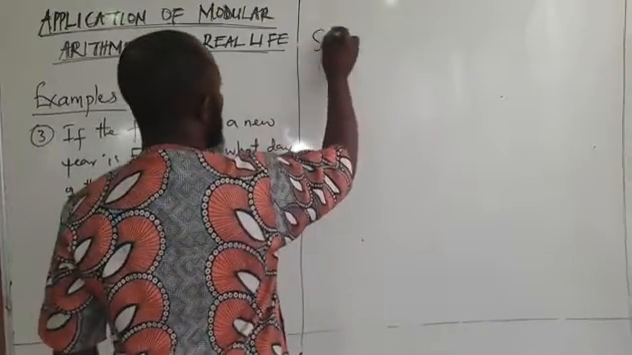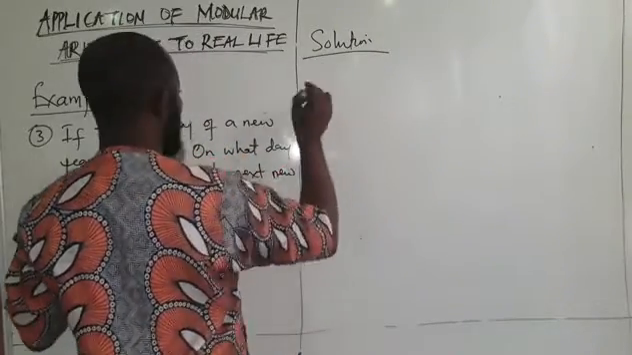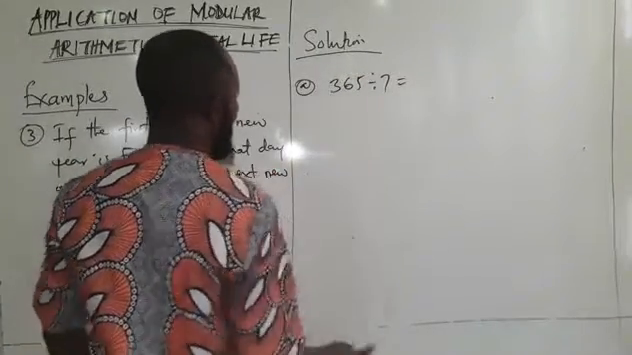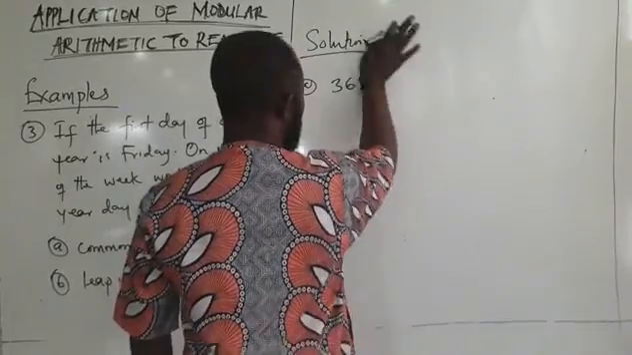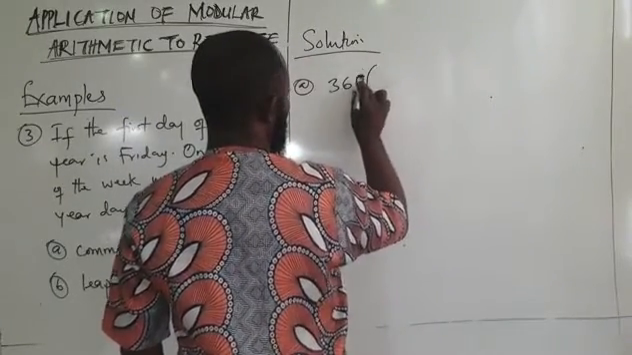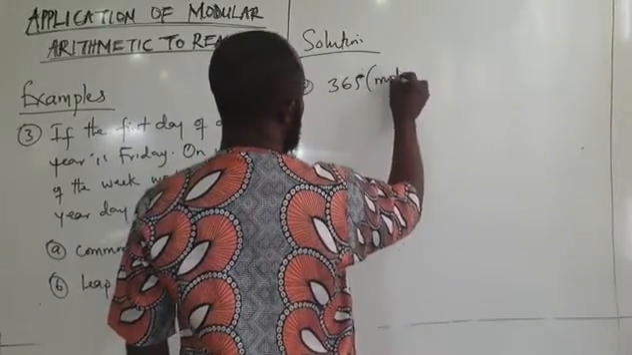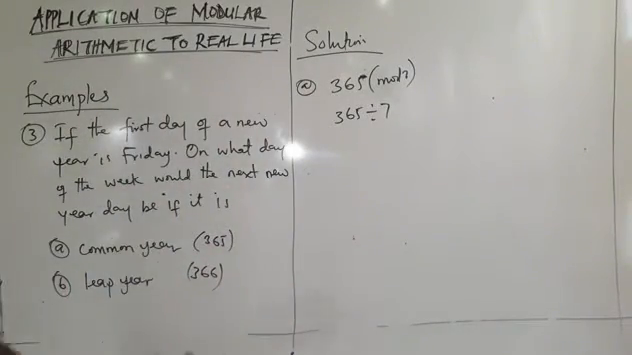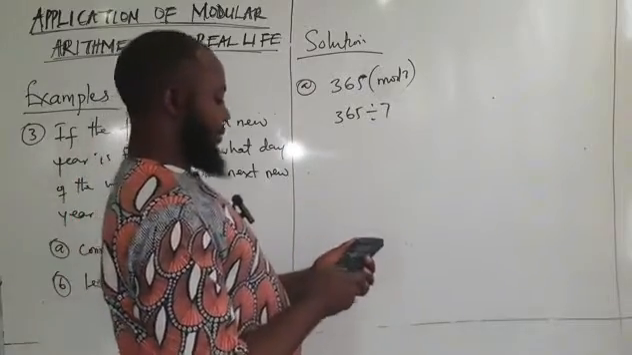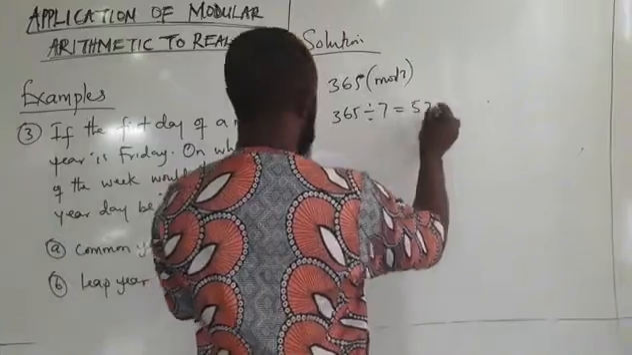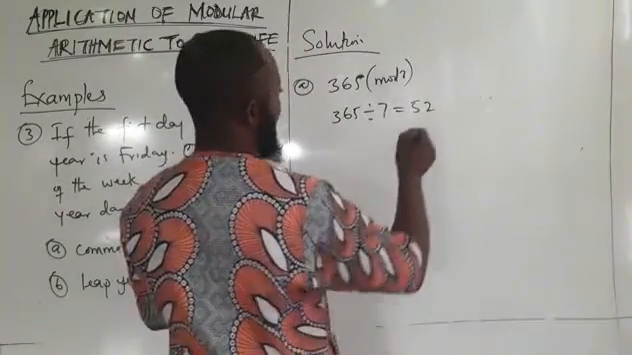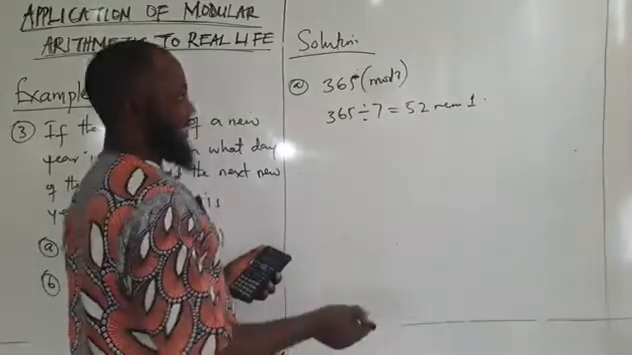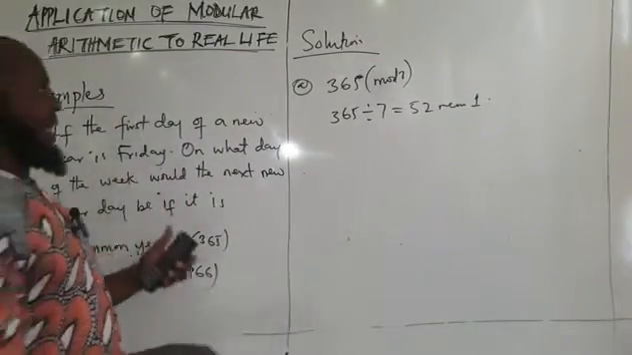To solve this, since A is a common year, that will be 365 days, mod 7. So 365 divided by 7 gives 52. 52 times 7 is 364, which leaves remainder 1. That means it's going to be 1 day after this day. A day after. That's what this 1 means.